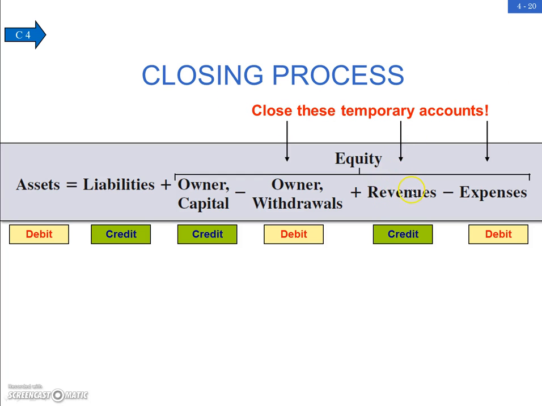If there's a $10,000 credit balance in revenues, we need to debit it $10,000. All of the expense accounts, if there's a $500 debit balance in one and a $600 debit balance in the other, we need to credit them $500 and $600 respectively. Get them all to zero amounts in the revenues and expenses, move them into that income summary account, then close the income summary into owner's capital, and then close owner withdrawals into owner capital as well.